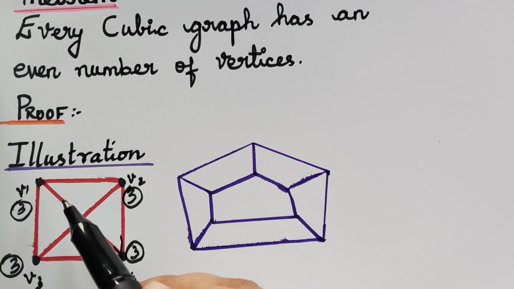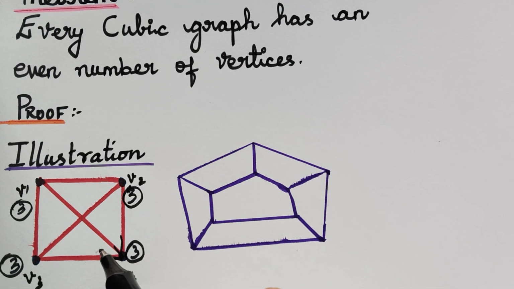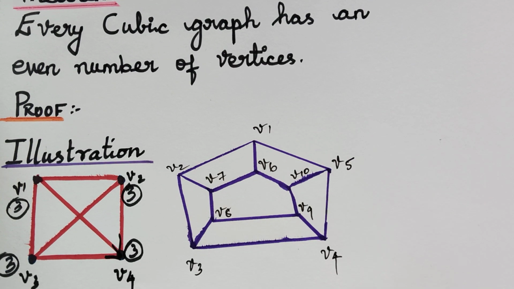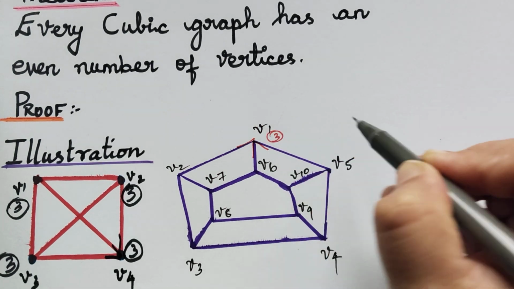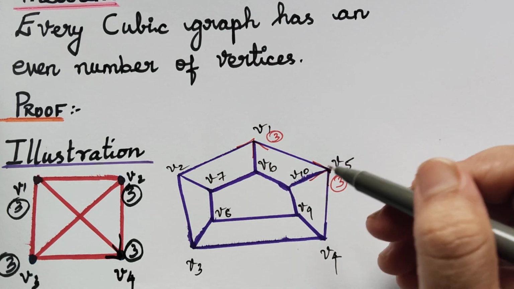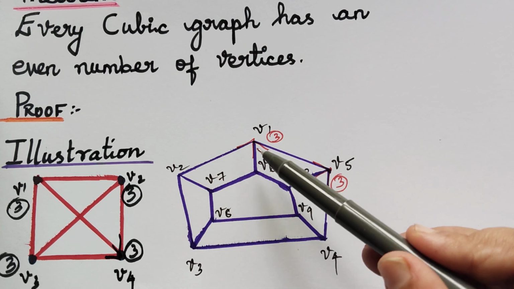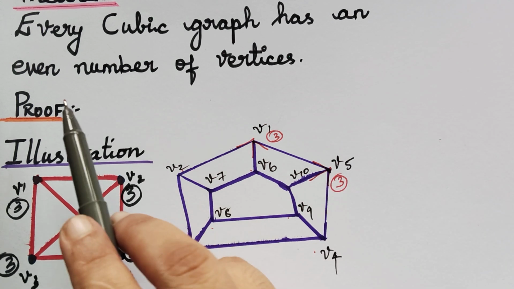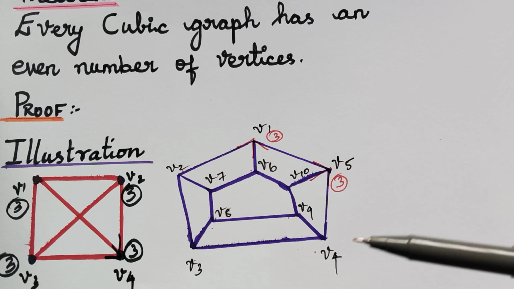Now we shall count the number of vertices in this graph. If you see, we have 1, 2, 3, 4 vertices, which is an even number. Similarly, we will consider this graph. This graph has 10 vertices, and each of the vertices has degree 3. Everywhere if you check, the degree will be 3 for all the vertices, which implies that it is a cubic graph. Now the number of vertices is how much? It is 10: 1, 2, 3, 4, 5, 6, 7, 8, 9, 10, which is an even number. So this is the illustration for every cubic graph has an even number of vertices.